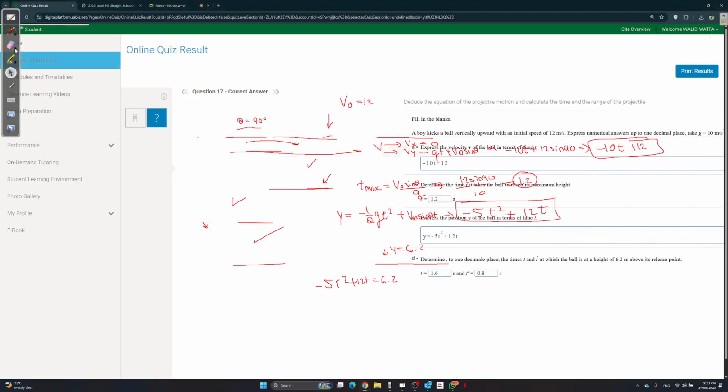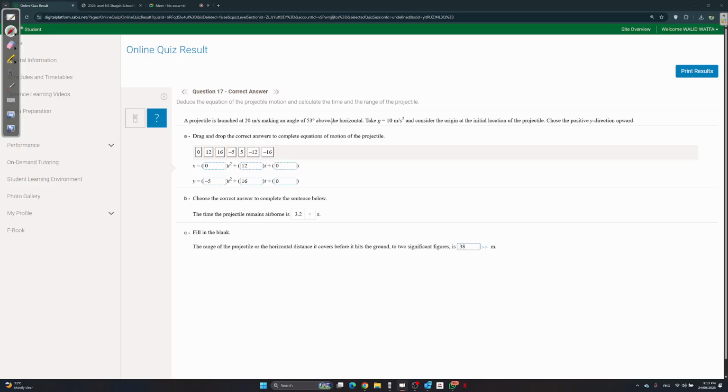Alright, 17. A projectile is launched, again I solved this for the mechanics periodic, is launched at 20 meters per second, making an angle of 53 degrees above the horizontal. Take g equal to 10 and consider the origin at the initial location. Okay, they want x. What's the formula for x?